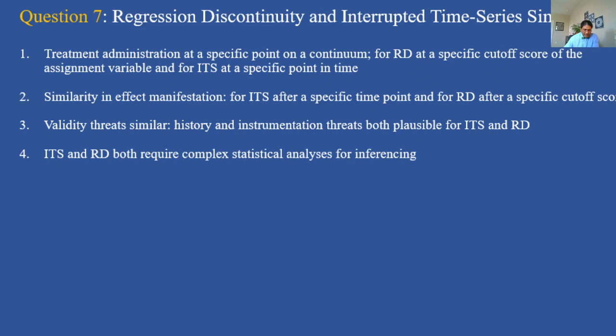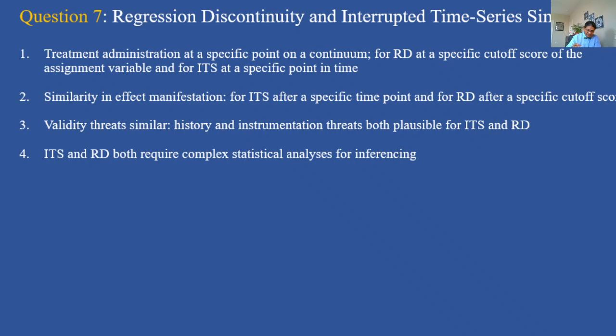So, how does the RD design, that is the regression discontinuity design, compare with the interrupted time series design that we studied in the previous chapter? So the book talks about several similarities between these two designs. First is, in both cases, the effect occurs at a specific point along the continuum. So for an interrupted time series, it is a specific point in time, whereas for the regression discontinuity design, it is a specific cutoff value over the continuum of the assignment variable.